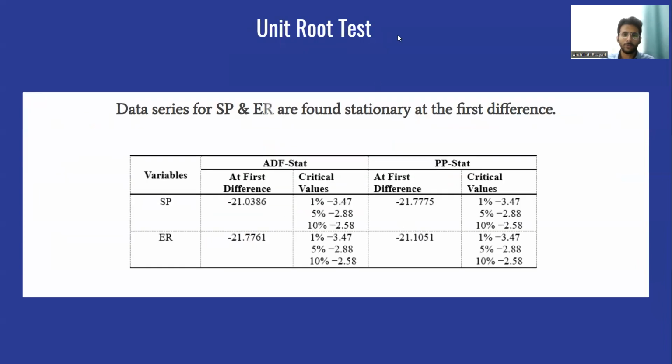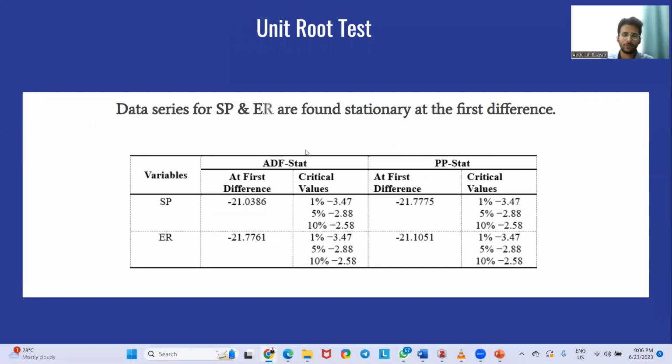Running the unit root test, we've noticed that the data series for stock prices and exchange rates are found stationary at the first difference. At first difference, the ADF statistic is -21 for stock prices and -21.7 for the exchange rates, and similarly this results in rejection of the null hypothesis, which proves that the data is stationary at first difference.